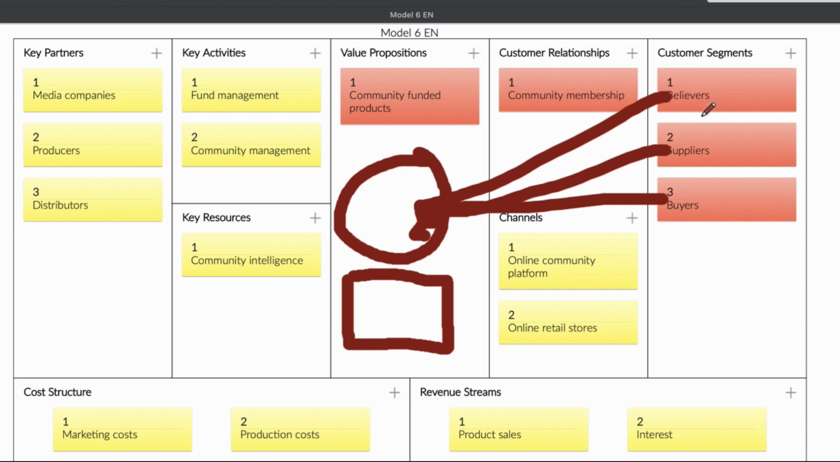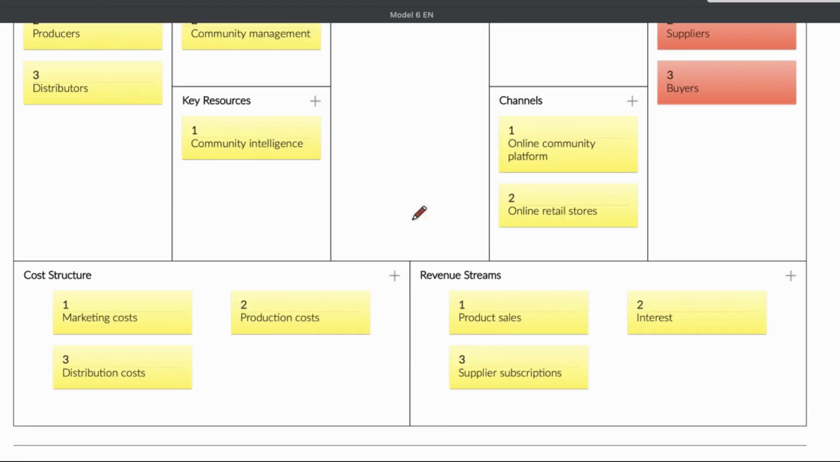Believers, suppliers, and buyers will have a membership, and when they have a membership, they pay a membership fee in order to get into the community, to see the products, and also to buy products. And this is very important for your revenue stream. So let's look at this. Revenue stream looks like this, but let's look at the cost.